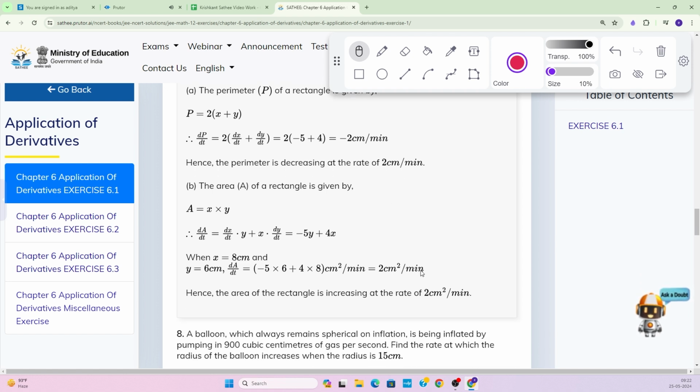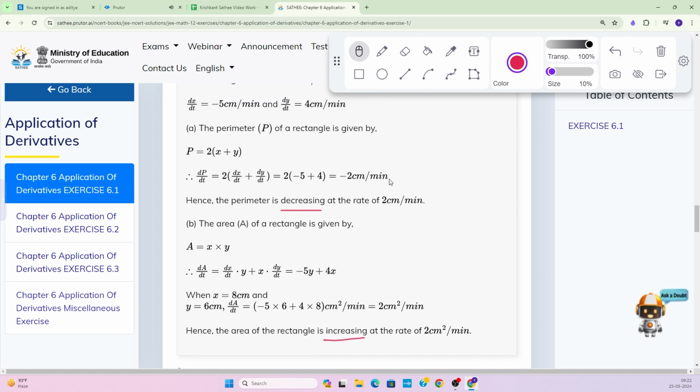Area increases, perimeter decreases. Perimeter decreases but area increases. I hope that it is clear. I have already given you the verbal solution for that. Clear? Okay, now let us move to the next.